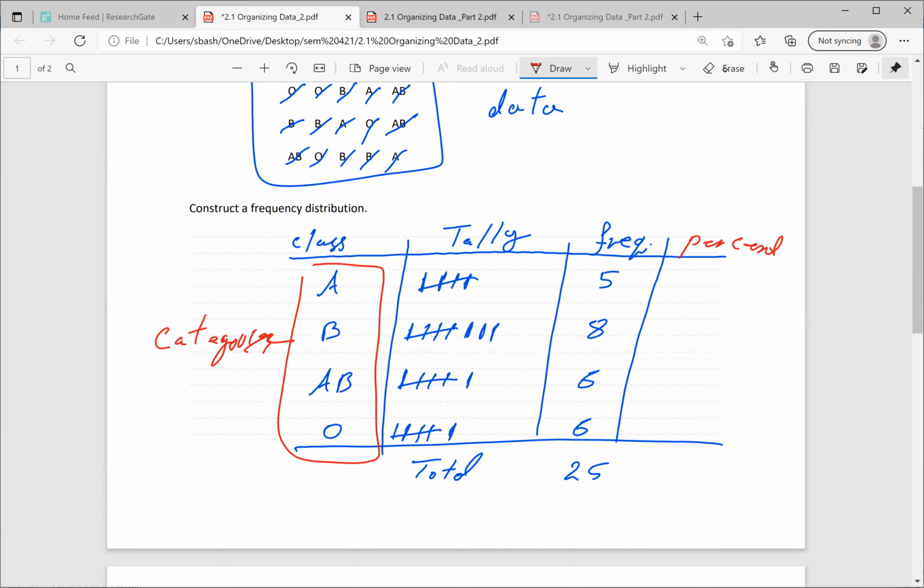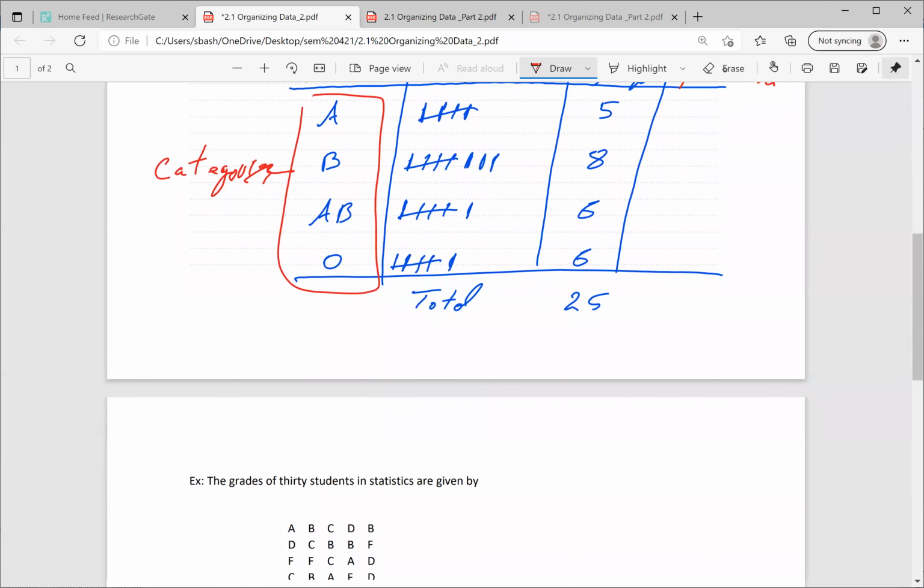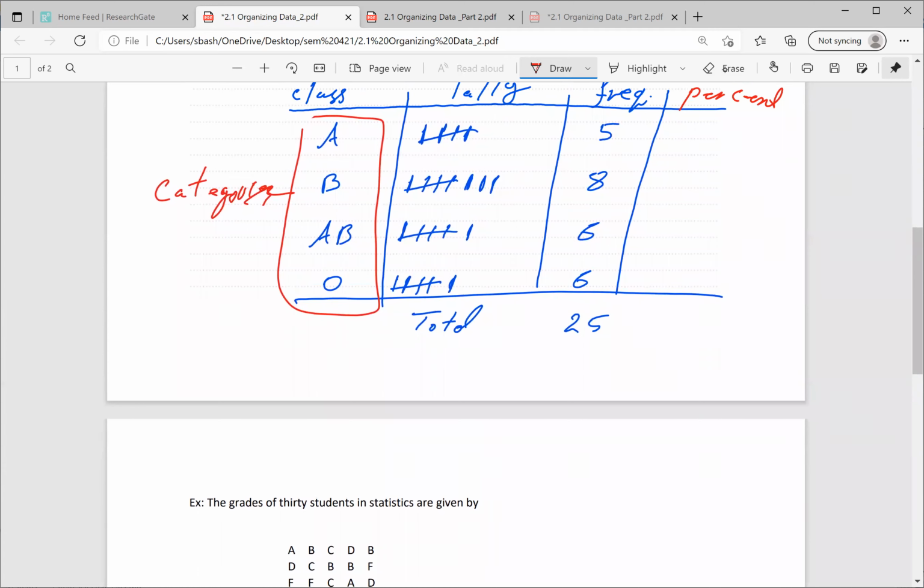Percent for each class. For example, for A, percent is equal to frequency divided by n. So the frequency divided by the total number of the students. I have 25. So for A, I have frequency 5 divided by 25, multiplied by 100. I must multiply this by 100 to find the percent.